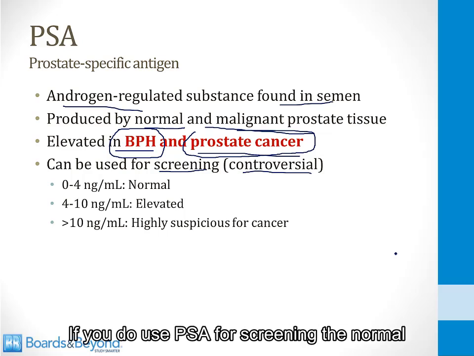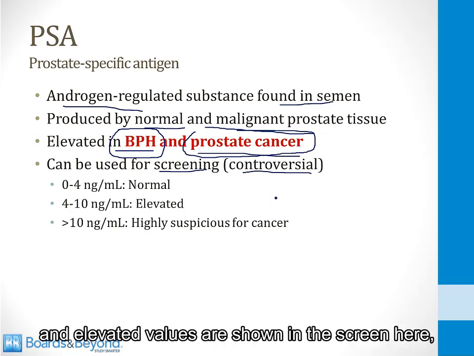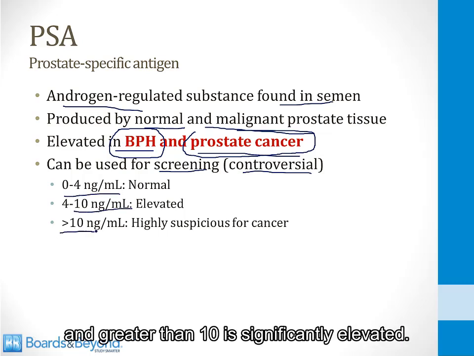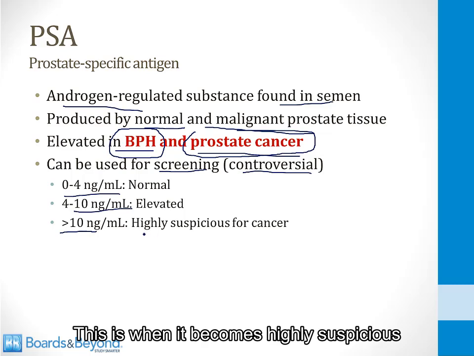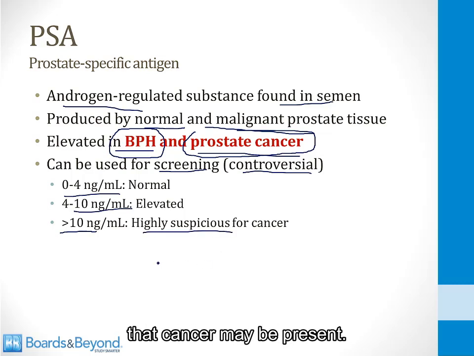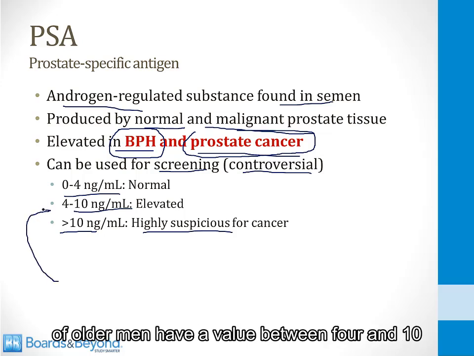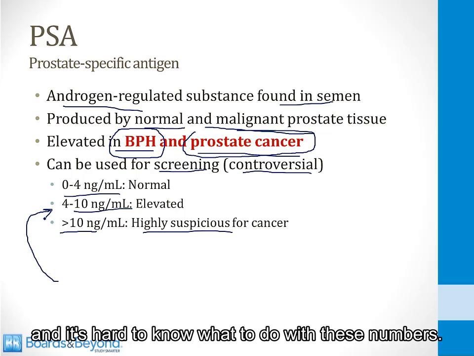If you do use PSA for screening, the normal and elevated values are shown on the screen here. 0 to 4 is a normal value, 4 to 10 is elevated, and greater than 10 is significantly elevated. This is when it becomes highly suspicious that cancer may be present. When you do your clinical rotations, you'll find a lot of older men have a value between 4 and 10, and it's hard to know what to do with these numbers.